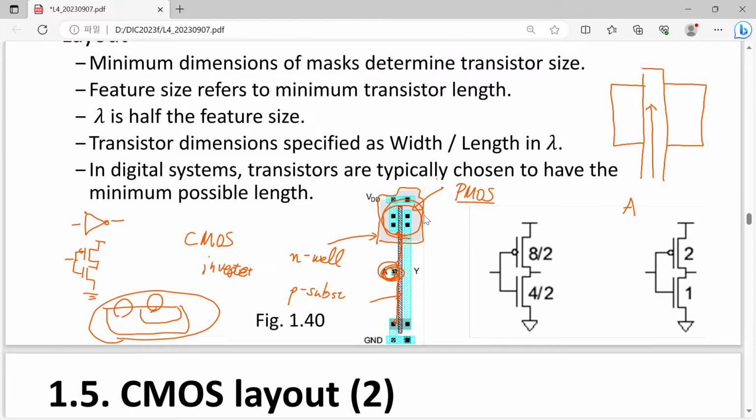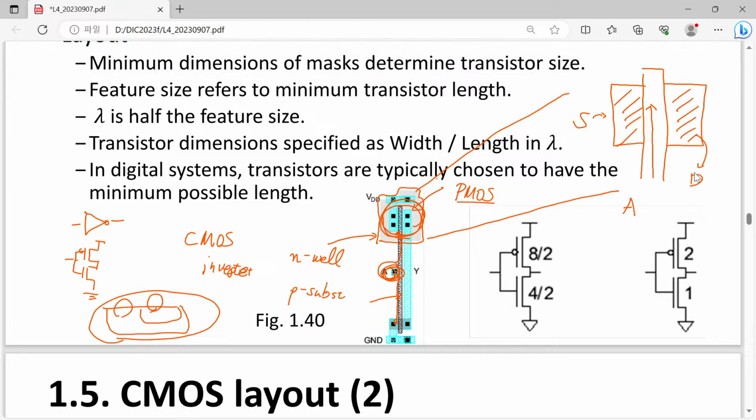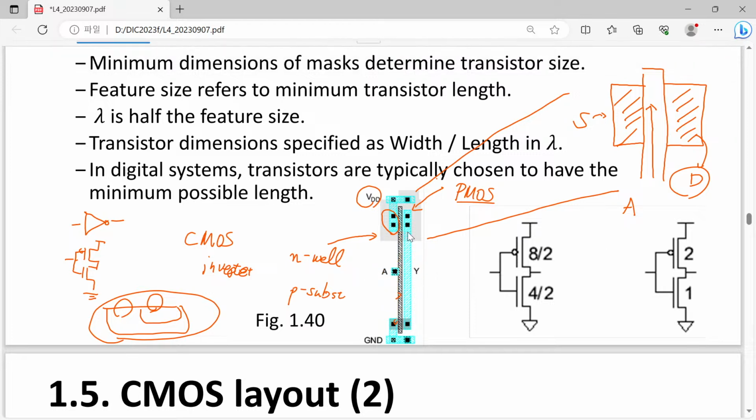Now I'm drawing the magnified view of this, and you can see that this corresponds to the source of your P MOSFET and the drain of your P MOSFET. Why is this the source and this the drain? Because this part is connected to the VDD. So the source of your P MOSFET is connected to VDD, and the remaining part is connected to your output, so this one is working as your drain. Similarly, you can also find a MOSFET here.